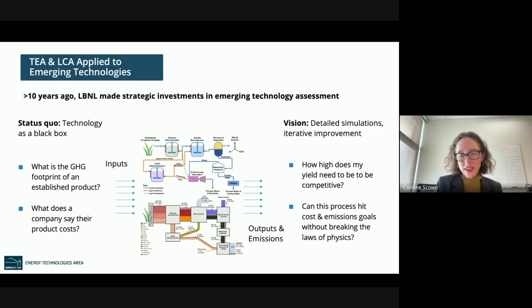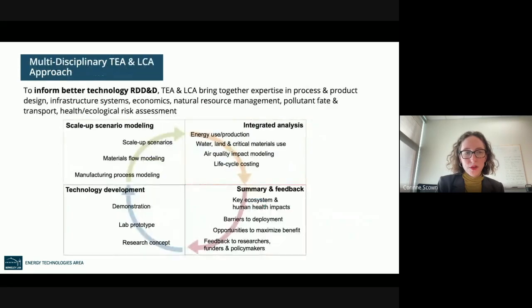Can this process hit some kind of stated goals without breaking the laws of physics? You can get these basic insights into your technology that you couldn't do before. So we take this multidisciplinary approach to techno-economic analysis and life cycle assessment.